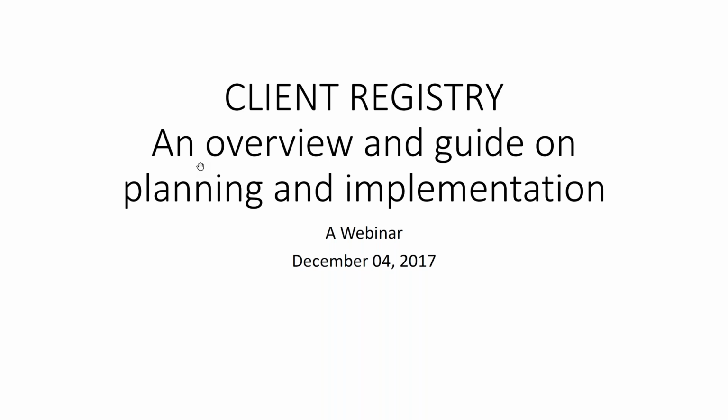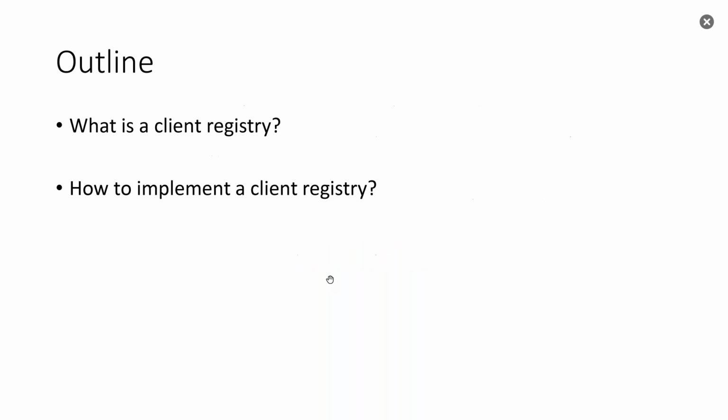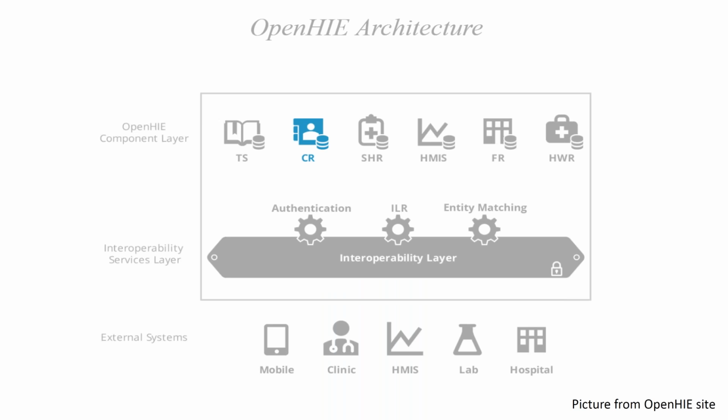Okay, so starting off with our webinar. Some outline: first we will have a brief introduction on what is a client registry, and then we'll go on with the steps on how to implement a client registry. These steps will be based on the OHIE Client Registry Planning and Implementation Guide version 0.5.